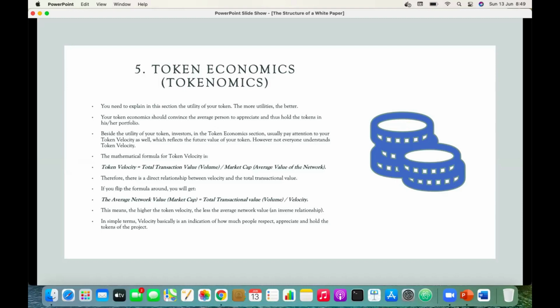So there is a mathematical and economic equation. It says token velocity is equal to the total transaction value, which is the volume, divided by the market cap, which is the average value of the network. Now, if you flip around this equation, you're going to get the average network value, which is the market cap, is going to be equal to the total transaction value divided by velocity. Okay, so again, the most important part you need to understand is that we need to have a low velocity, because that is going to increase the average value of the network. That is extremely important. And when you deal with wise investors, they're going to pay attention to this part.